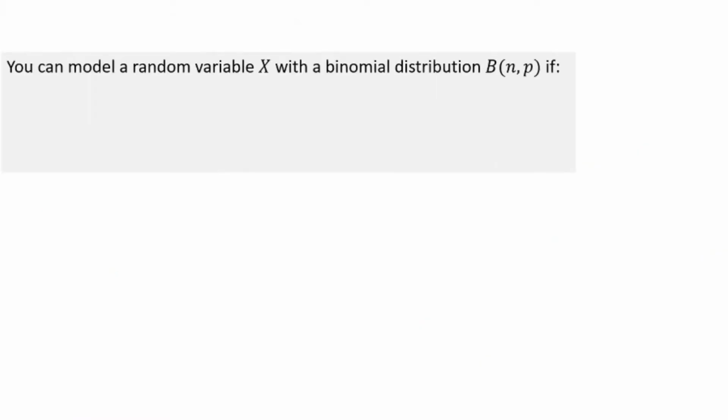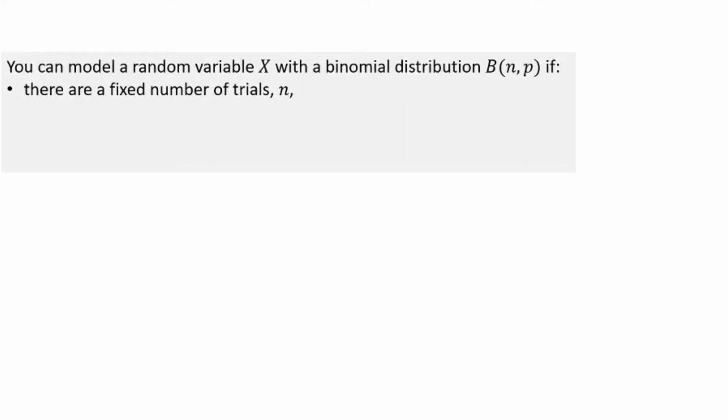You can model a random variable with a binomial distribution, and here's the notation. We write B for binomial, we open up some brackets, and we're going to put 2 parameters. n is going to be the number of trials, the number of attempts, the number of times you spin the spinner, while p is going to be the probability of success. Let me go through all of the criteria for you. So there needs to be a fixed number of trials. We need to know that this experiment is going to be repeated a specific number of times.